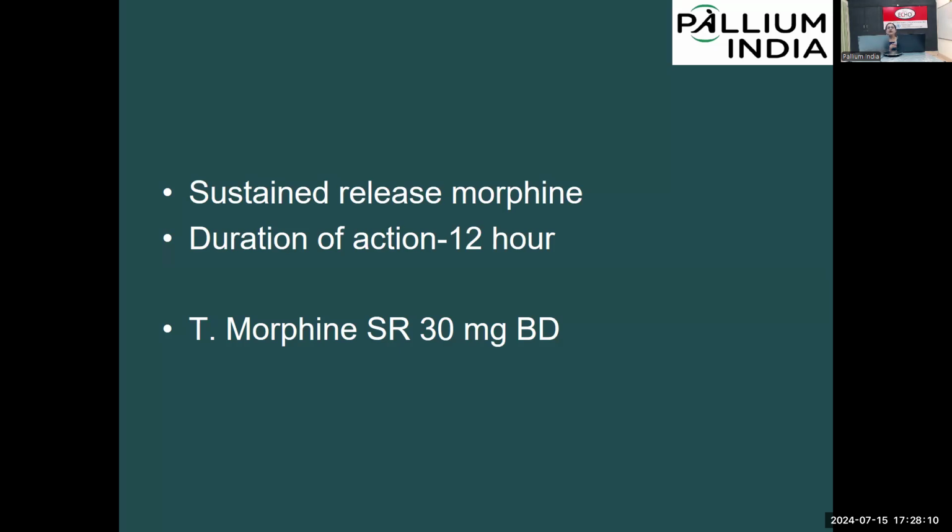So for this patient who is on 10 milligrams of oral morphine Q4H, that means the patient is taking around 60 milligrams in 24 hours. The patient can be converted to 30 milligrams of SR morphine twice daily. So the patient does not have to take it that frequently, only twice daily.